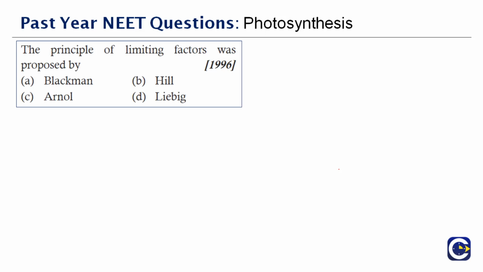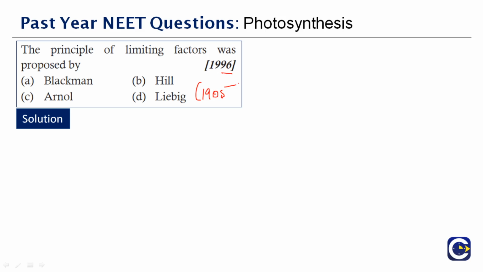Next question here, which was asked in the year 1996. The principle of limiting factors was proposed by dash. This is a very easy question. The principle of limiting factors was proposed by Blackman. Okay, this was proposed in the year 1905. Now, who is this Blackman? Any idea? Before we go, what did he say about that? Before that, we will see who this Blackman is.